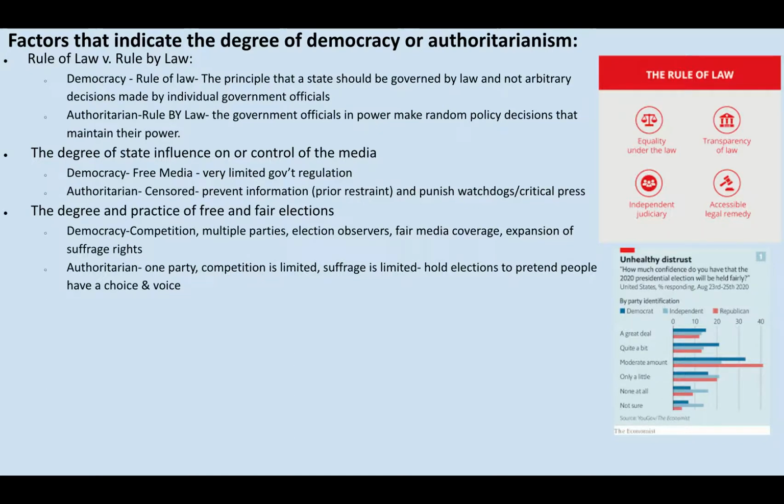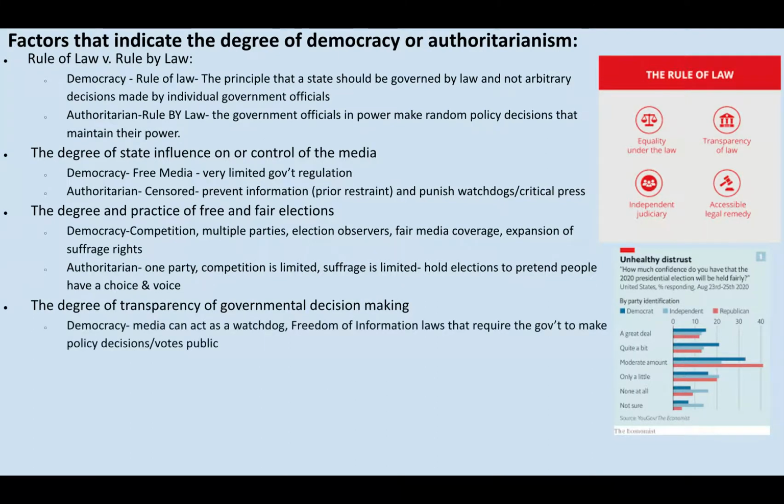But it's kind of to set up that mirage of democracy. Hey, we're going to have Russian elections. Oh, okay. Right. The degree of transparency in government decision making, again, goes back to democracies allowing the media to work as a watchdog. You're going to see freedom of information laws that require the government to make policy decisions and votes public.